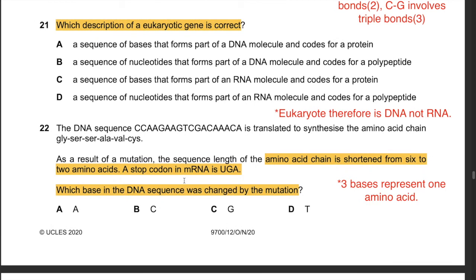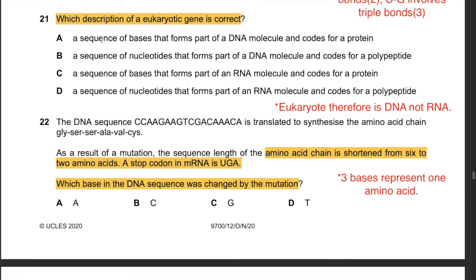Question 21. Which description of a eukaryotic gene is correct? Since the question refers to a eukaryotic gene, in eukaryotes only DNA is present, therefore we shouldn't include any RNA in the answer. Therefore, we should consider between options A and B. If you look at option A, a sequence of bases that form part of a DNA molecule and codes for a protein. For a gene, it's not a sequence of bases, but rather a sequence of nucleotides. Therefore, the answer is B, a sequence of nucleotides that forms part of a DNA molecule and codes for a polypeptide.